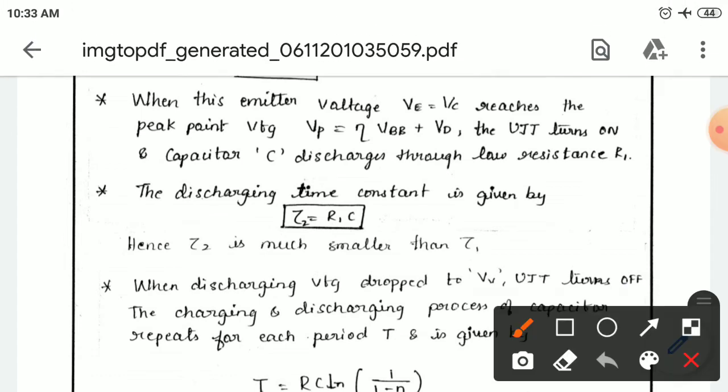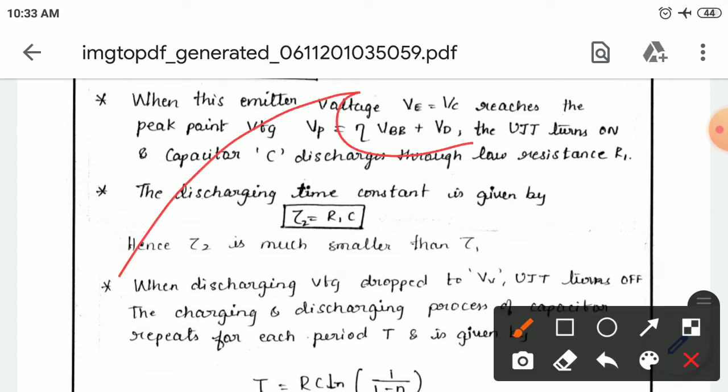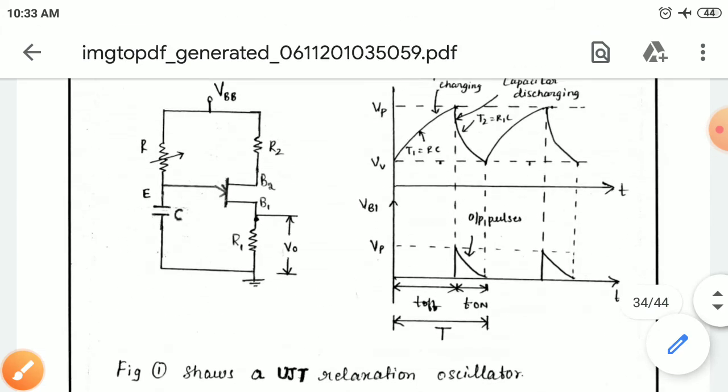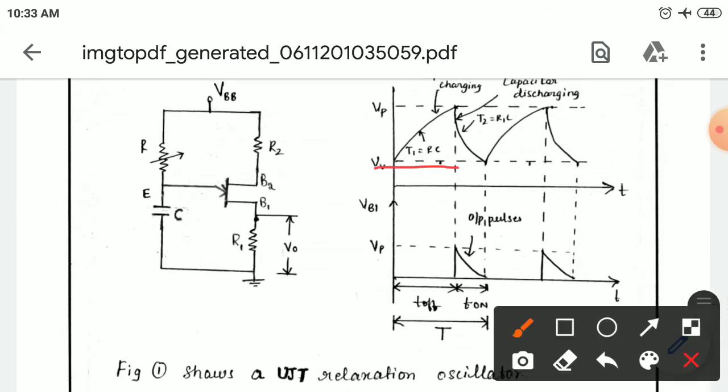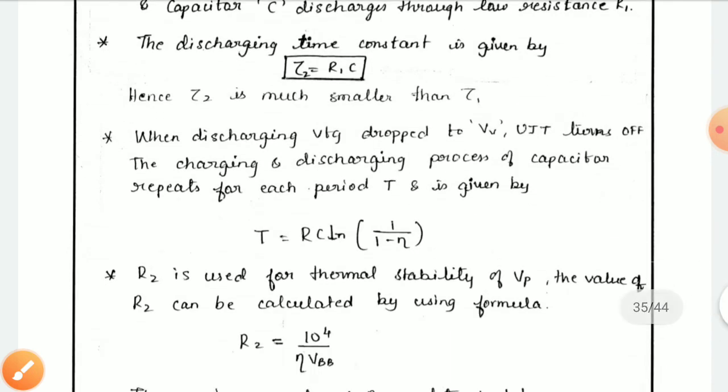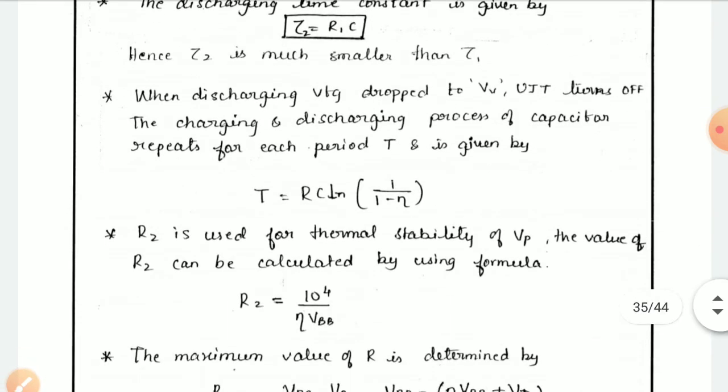So you can see this is the charging time and this is the discharging time. You can observe it here in the waveforms. The time taken to charge is this much, and only this much is the discharging time. So that is what I am telling here: always the charging time is higher and the discharging time is very less.